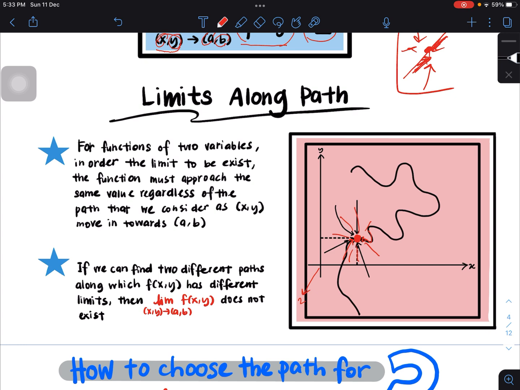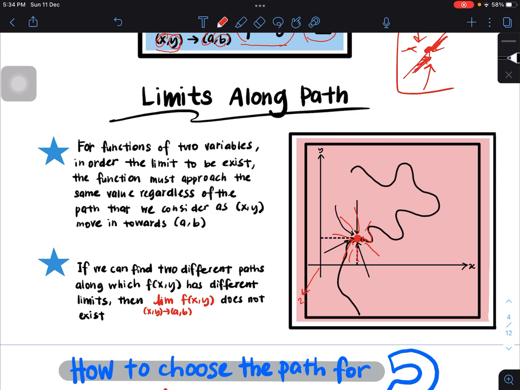So for a function of two variables, in order for the limit to exist, the function must approach the same value regardless of the path that we consider as (x, y) moves towards (a, b). So to make sure the limit exists for a function that involves two or more variables, or in easy words, a function that involves space, we need to make sure that all the limits coming from the left, right, front, back, and all the angles are the same.